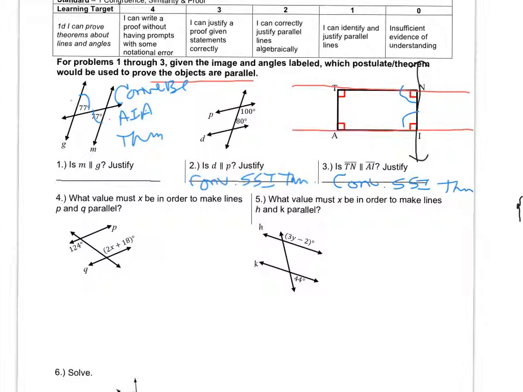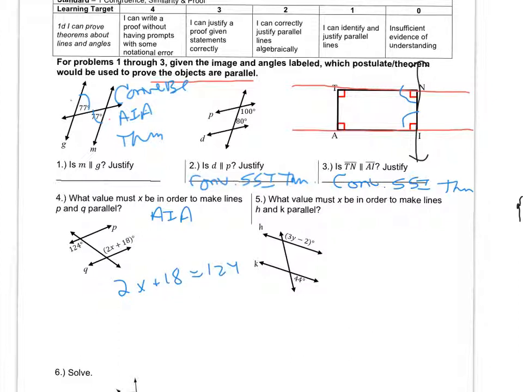Similar ideas continue in questions 4 and 5. For question 4, notice the positions these are in. These are alternate interior angles by name. So in order for the lines to be parallel, those two angles would have to be congruent. So let's force them to be congruent and then solve for x.